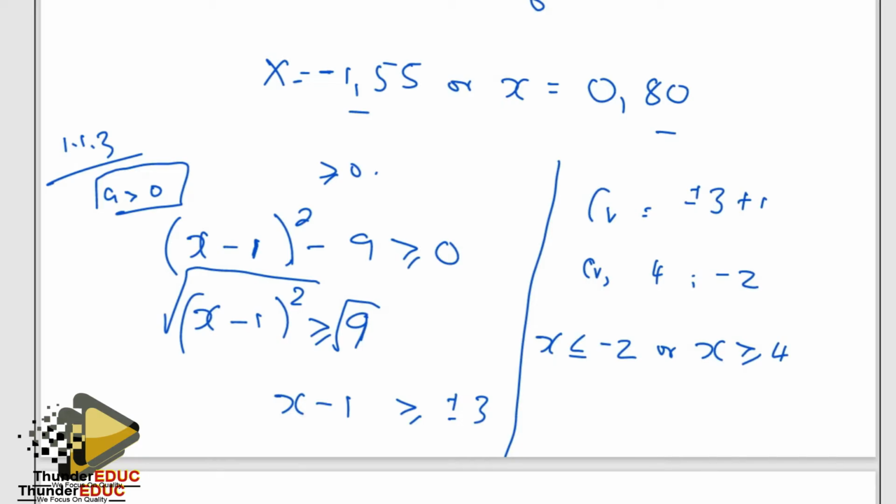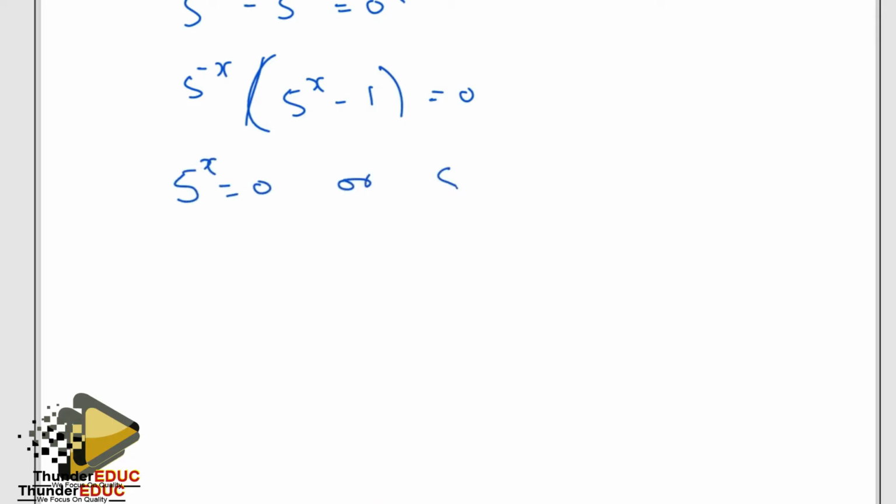Let me do it this side nicely. We have 5 to the 2x minus 5 to the x is equal to 0. So we said take out the 5 to the x. We have 5 to the x minus 1 is equal to 0. So it's a dot product. So either the 5 to the x is a 0, or 5 to the x minus 1 gives us a 0.